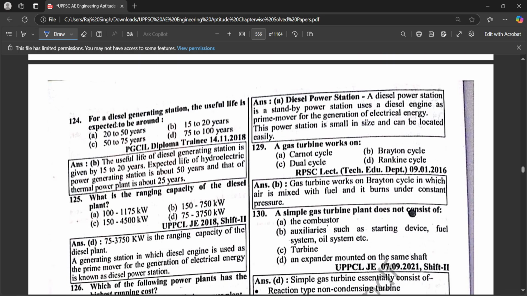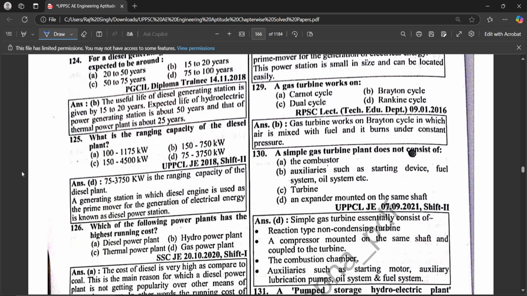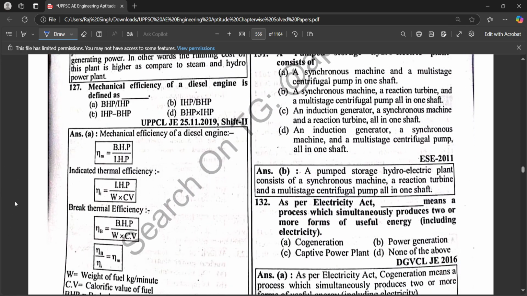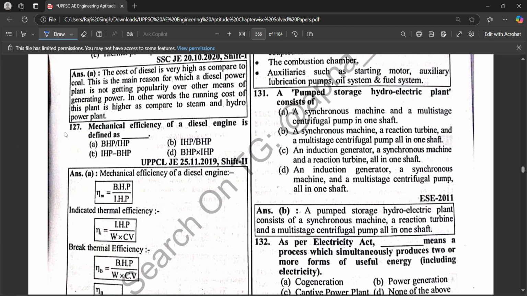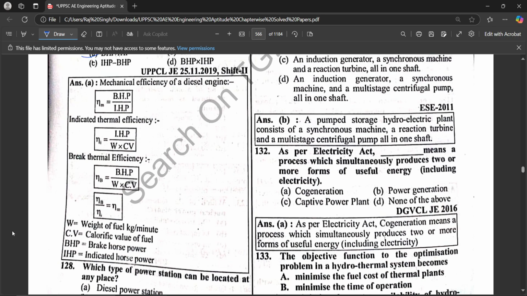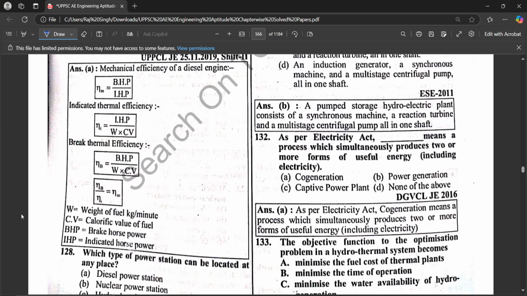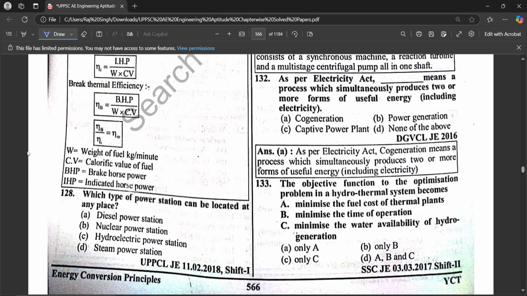For a diesel generating station, the useful life is expected to be around 15 to 20 years. What is the rating capacity of a diesel plant? 75 to 3750 kilowatt. Which of the following power plants has the highest running cost? Diesel power plant. Mechanical efficiency of the diesel engine is BHP upon IHP, where BHP means brake horsepower and IHP means indicated horsepower.